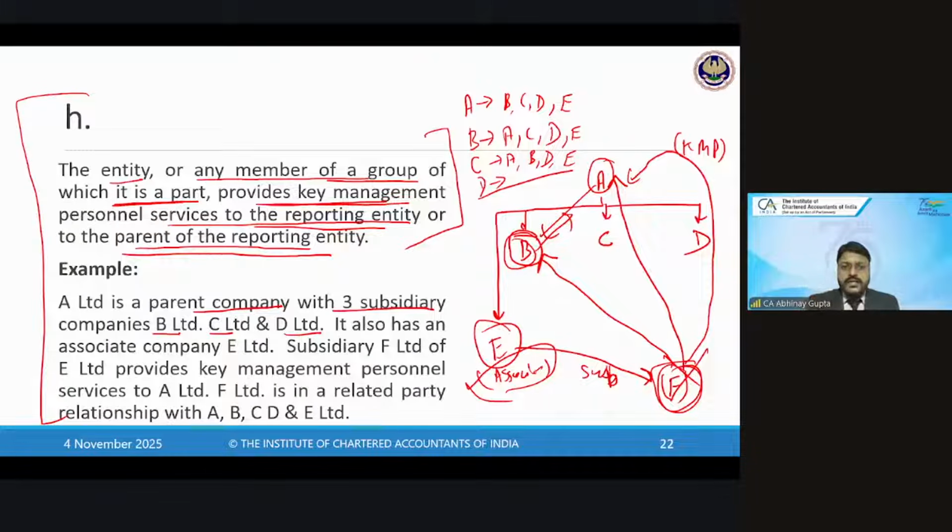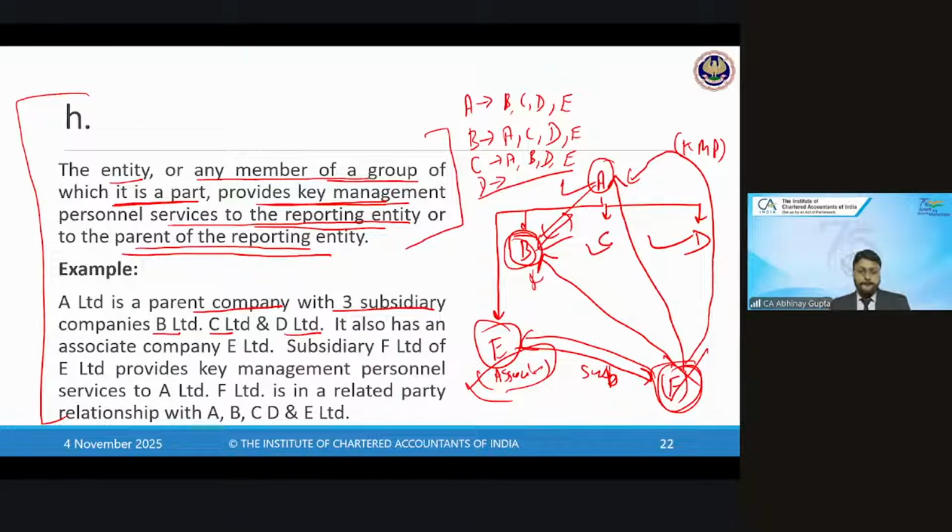Now, by virtue of clause H, if any other entity within the group provides the KMP to any of the companies or the parent of the company, then that entity also is a related party. So F, by virtue of providing the KMP to A, is becoming related to A, B, C, and D as well, which otherwise it was not, and it was anyway related to E by virtue of being a subsidiary. So for E there is no question, but for A, B, C, and D it has now become related because it is providing the KMP either to the reporting entity itself or to the parent of the reporting entity.